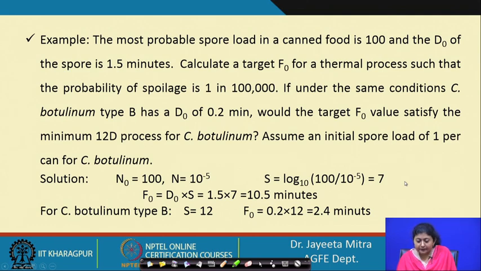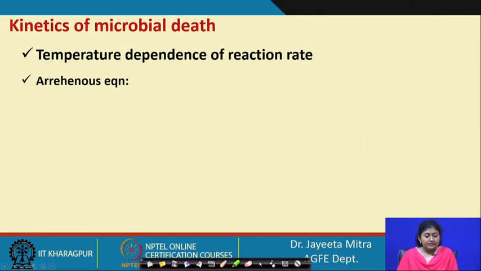So, would the target F 0 value satisfy the minimum 12D process of C botulinum? The answer will be yes, because it will always be considered within this time. So, next is temperature dependence of reaction rate. Temperature dependence of reaction rate is expressed in terms of the Arrhenius equation, as the temperature dependence of any chemical reaction is also expressed in terms of the Arrhenius equation.